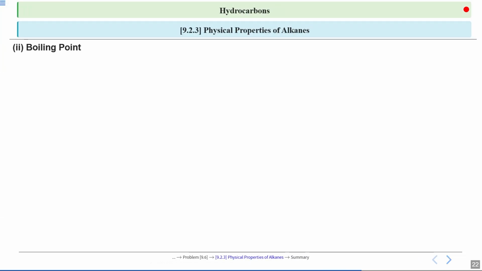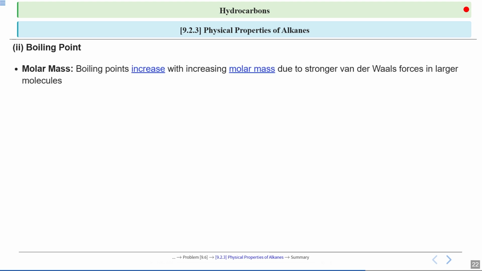Now let us discuss the second physical property, that is boiling point. Starting with the molar mass, as the molar mass of the alkane increases, their boiling point also increases. This is because larger molecules have stronger van der Waals forces, which require more energy to overcome. Think of it like trying to separate two magnets. The stronger the attraction, the more effort it takes.